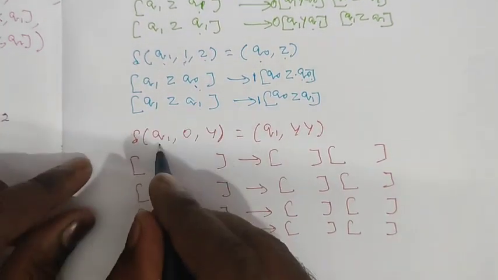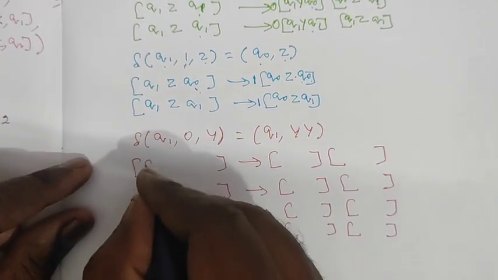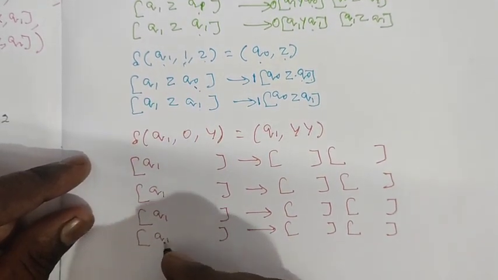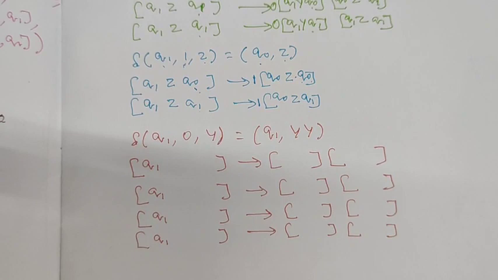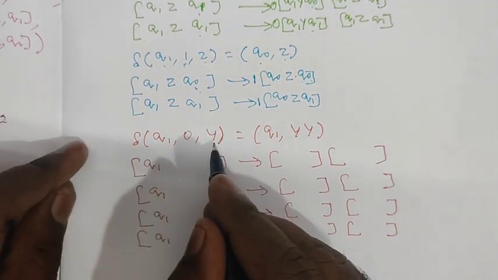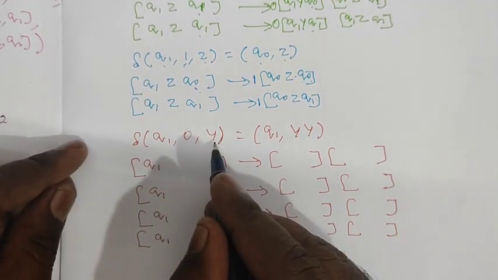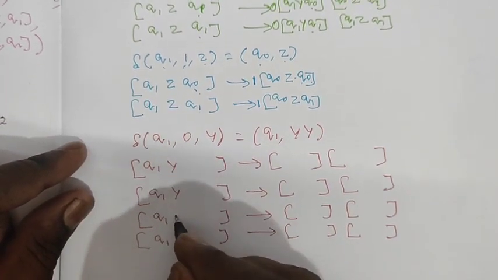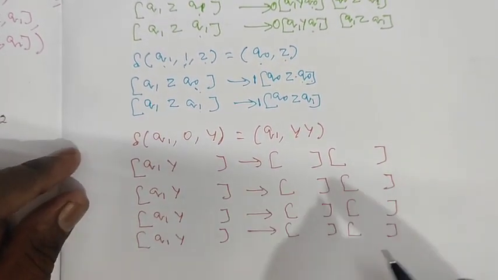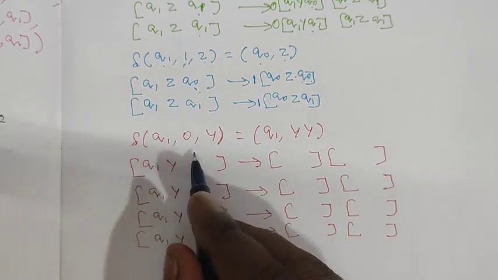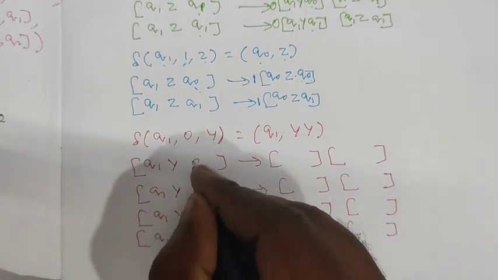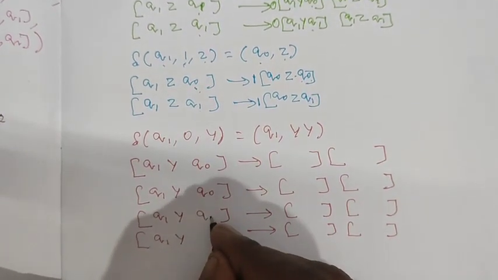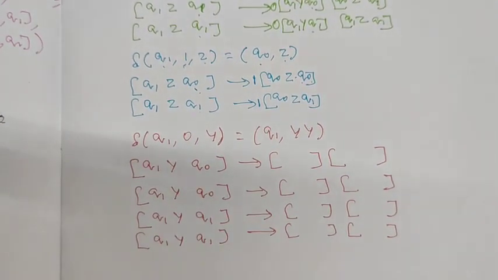Now see what is the input state. The input state is Q1. So write Q1 in all the productions as a first parameter. Now what is the stack symbol? Stack symbol is capital Y. So that should be in the middle, the second parameter. Now we have two states, that is Q0 and Q1. So we will write Q0, Q0 as the first one, then Q1 and Q1 as the second one.